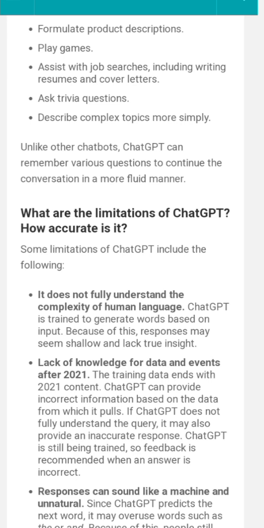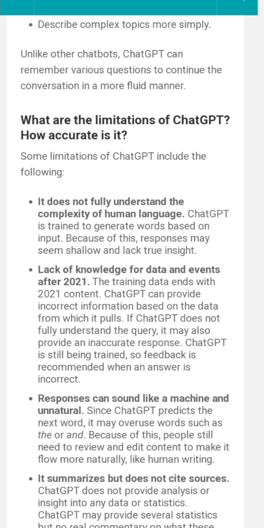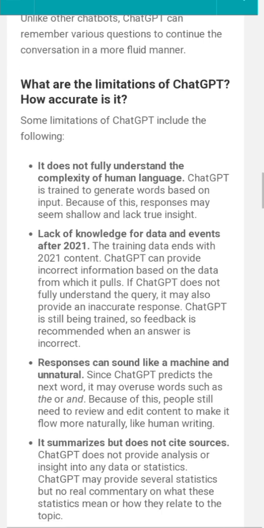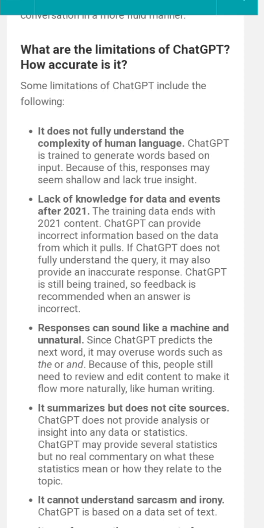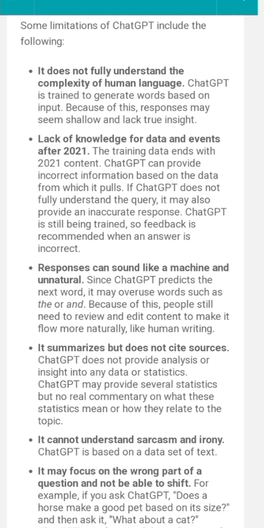What are the limitations of ChatGPT? How accurate is it? Some limitations of ChatGPT include the following. It does not fully understand the complexity of human languages. Lack of knowledge for data and events after 2021. The training data ends with 2021 content. ChatGPT can provide incorrect information based on the data from which it pulls. Responses can sound like a machine and unnatural.